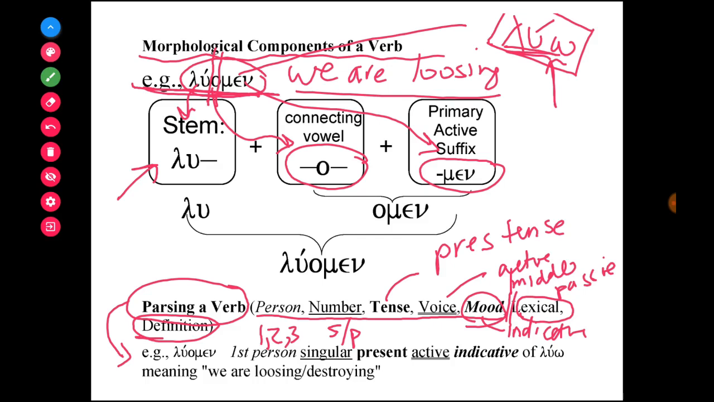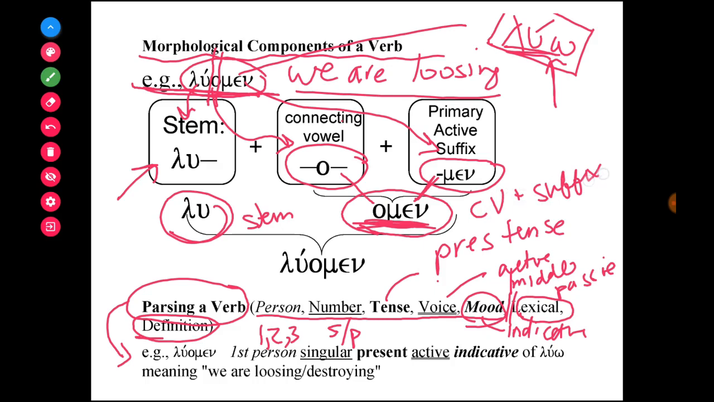And while Mounce treats these units distinctly and separately, for our purposes, I'm going to teach how to memorize the ending by connecting the connecting vowel and the primary suffix together. So you're going to learn the endings of verbs not in 3 parts, but in 2. You have the stem here, and then you have the connecting vowel plus suffix together, or the ending of the verb. So when we learn verbs, we're going to be dividing verbs into 2 parts. Here's the stem, lu, and amen is the connecting vowel plus the primary suffix together.